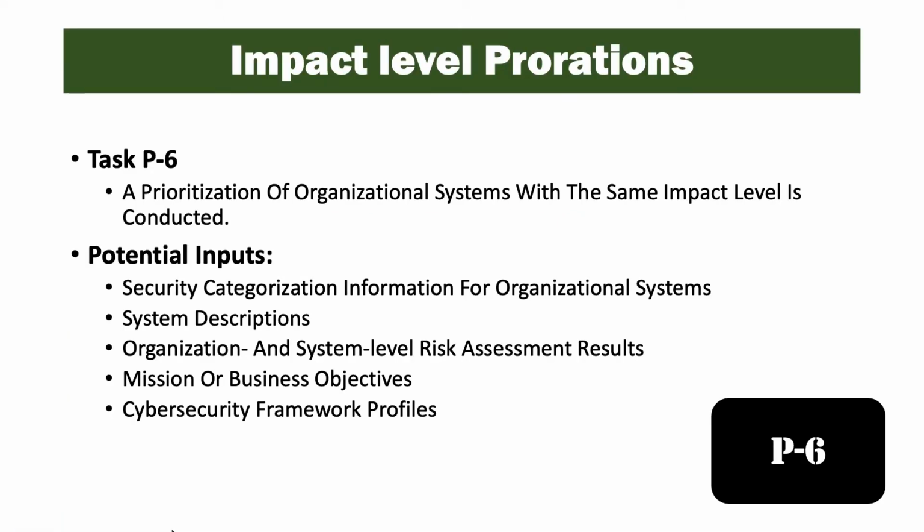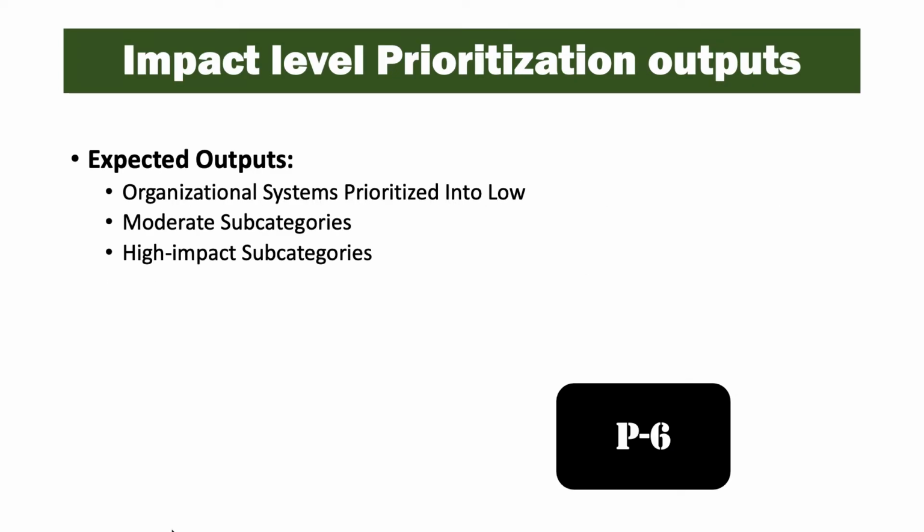Task P6 is a prioritization of organizational systems with the same impact level is conducted in this task. Potential inputs include the security categorization information from organizational systems, system descriptions, organization and system level risk assessment results, mission or business objectives, and the cybersecurity framework profiles. Expected outputs from this task are the organizational systems prioritized into low, moderate, and high impact subcategories.